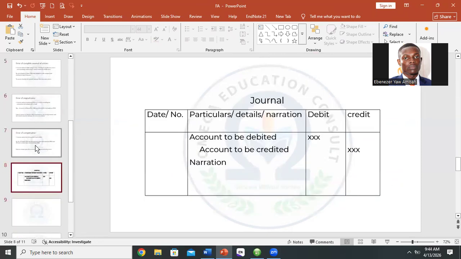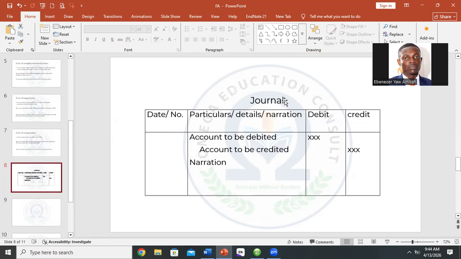Now, today, I want us to look at how you prepare the journal to correct these errors. And then we'll look at the second type of error, which is errors that affect the agreement of the trial balance. Then we can now begin solving illustrations. Last Friday, I urged all of you to go back to review the double entry principle. And I want to believe you did that judiciously. So in correcting errors, you need a journal, the general journal.